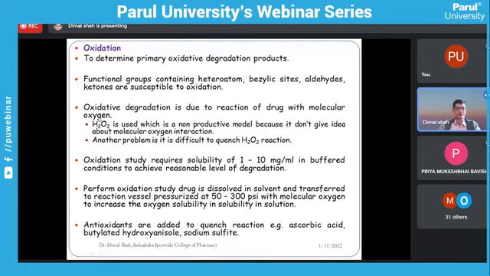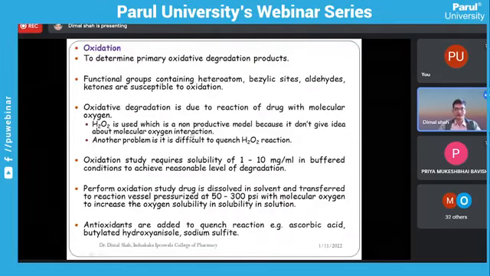But to perform a study, we normally prefer hydrogen peroxide. We normally carry out this oxidative degradation by the use of 3% H2O2. Ideally, it is not a proper model. We should use molecular oxygen. But due to unavailability of the oxygen supply at the institute, we normally prefer hydrogen peroxide. So this hydrogen peroxide is a non-productive model because it does not give an idea about the molecular oxygen.